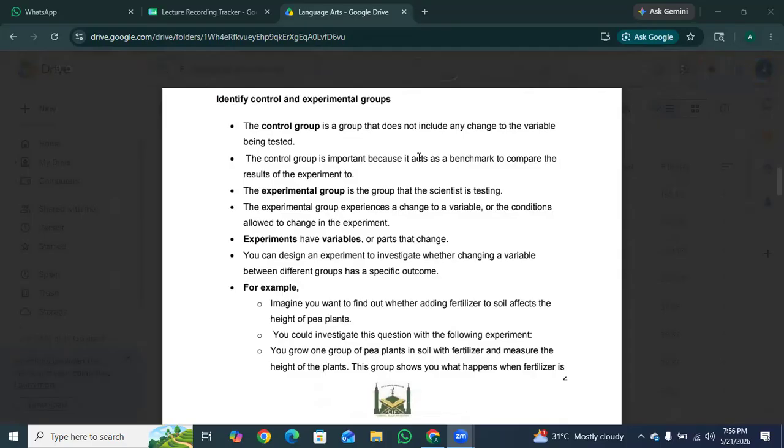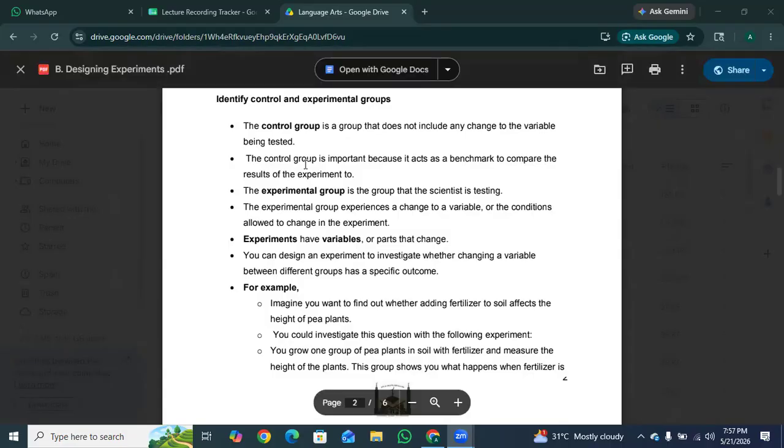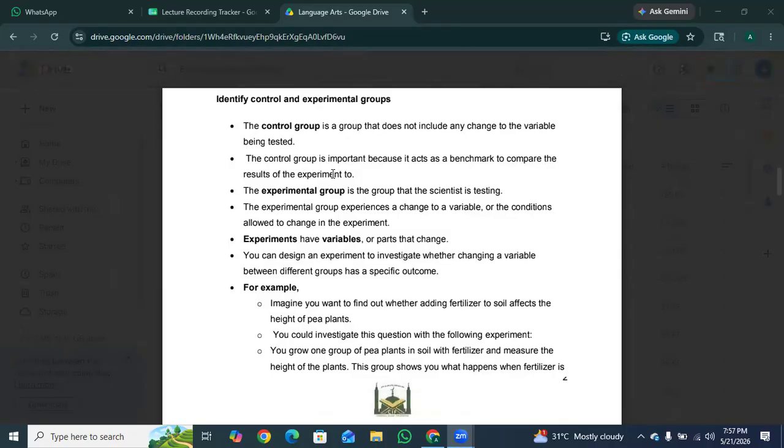So the next one is identifying control and experimental groups. As I told you previously, the control group is a group that does not include any change to the variable being tested. The control group is important because it acts as a benchmark to compare the results of the experiment to. Basically, it is the group that gets no changes or the completely normal treatment. And why do we need it? Because it acts as a baseline or benchmark. You need something to compare your result against. Without it, you won't know if your test actually made a difference.